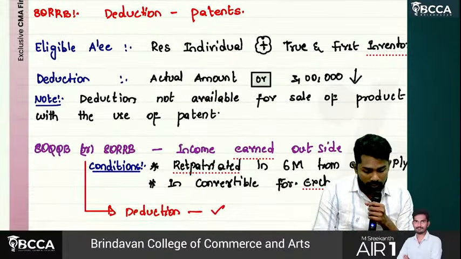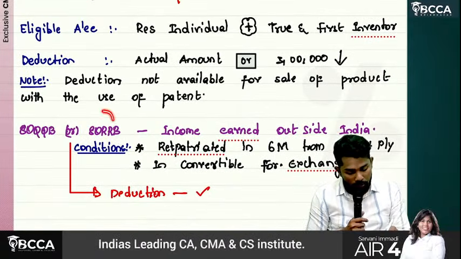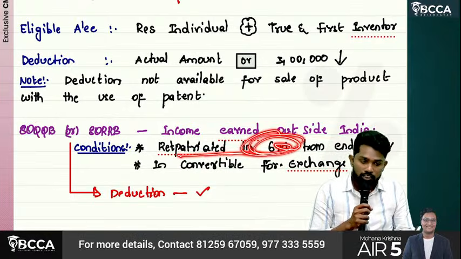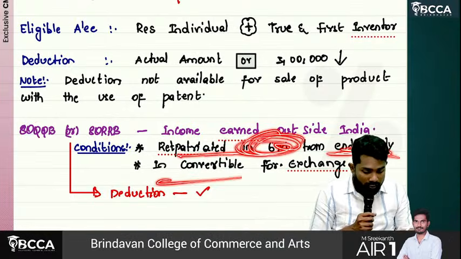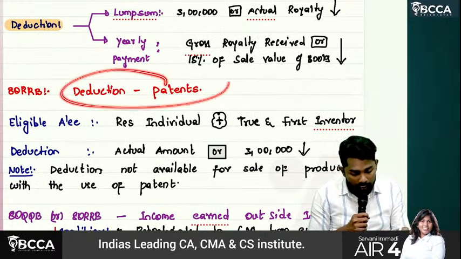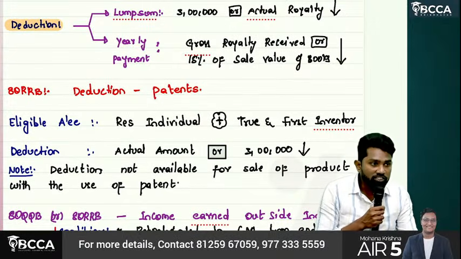See this one, 80QQB or 80RRB: income earned outside India should be repatriated within 6 months from the end of the previous year in convertible foreign exchange. Then 80RRB is with respect to deduction for a patent.